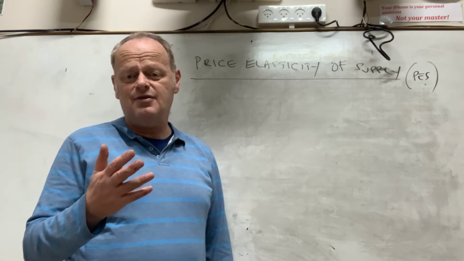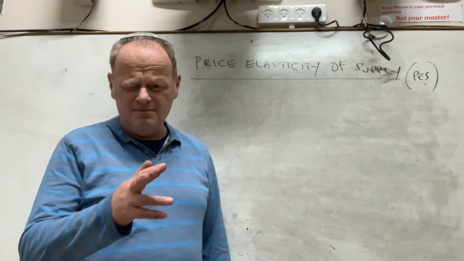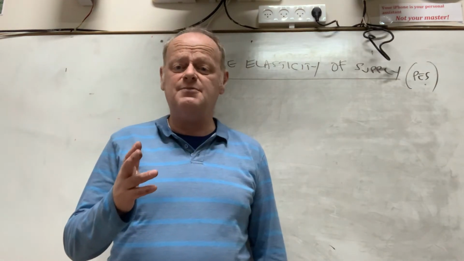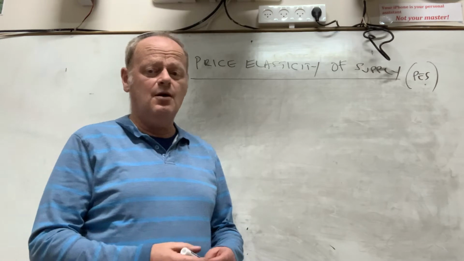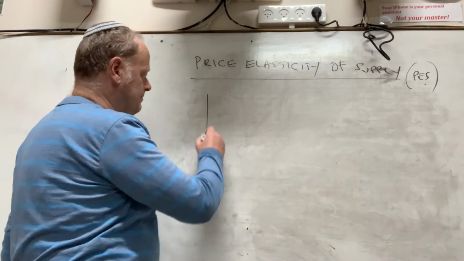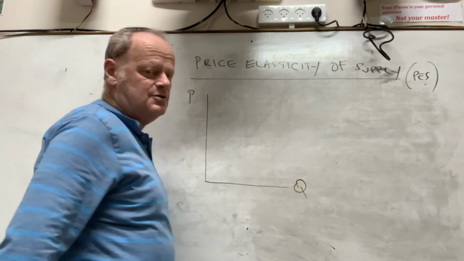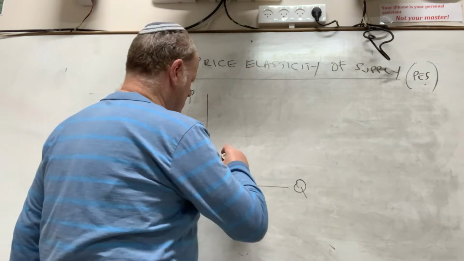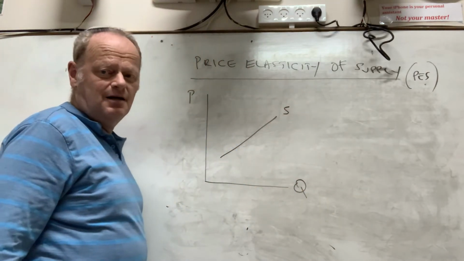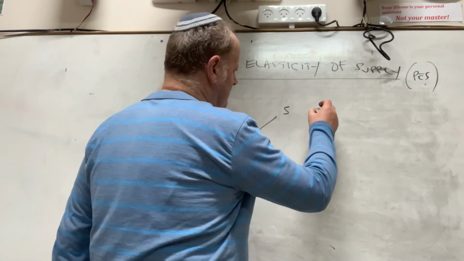Exactly the same principle applies to supply. When we introduced the supply curve, it was like this. Quick reminder: price, quantity. Here we have a 45-degree supply curve. And let's say that what we're supplying is fast food.